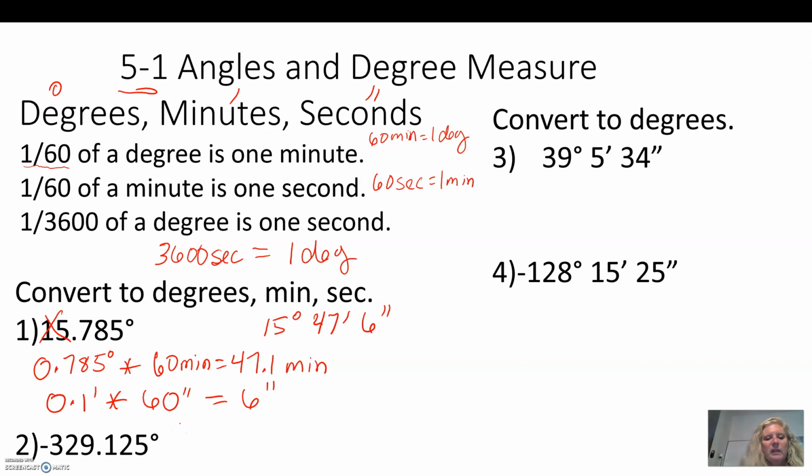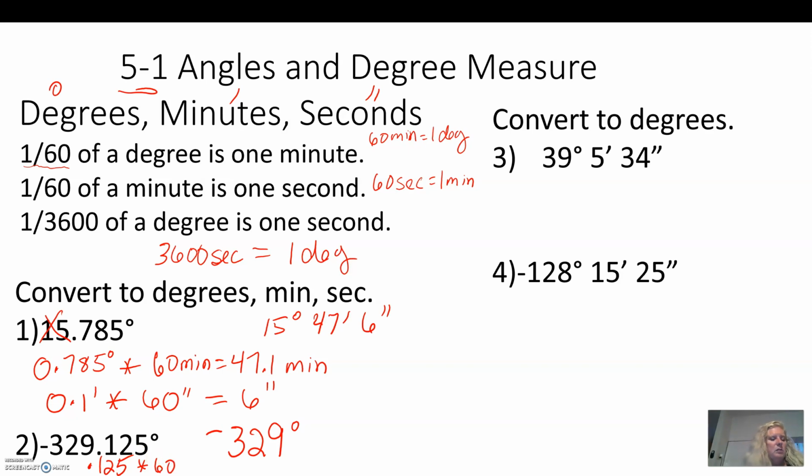So, again, I just gave you the hint with the negative. It's going to be negative 329 degrees. Okay? Now, with the decimal, I have to take that decimal. I don't have a lot of room on my screencast, so I'm going to move the work to the side a little bit. So I've got 0.125 to the side. We're going to multiply that by 60.